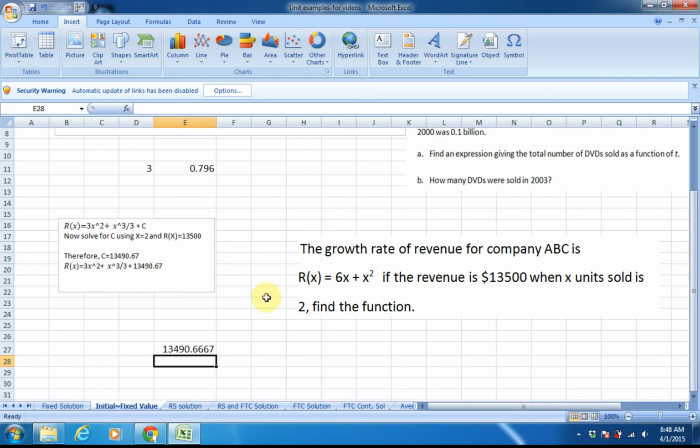So I went from my rate, my growth rate for revenue. I have a value for revenue when 2 are sold. That helps me determine my function.